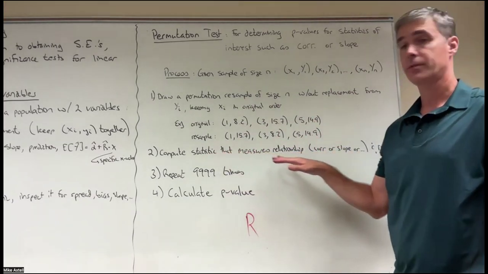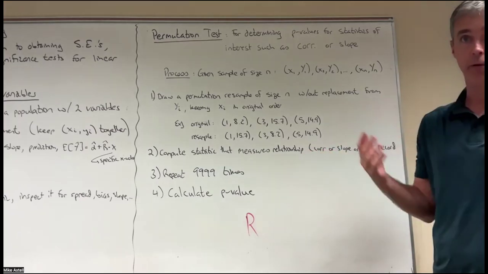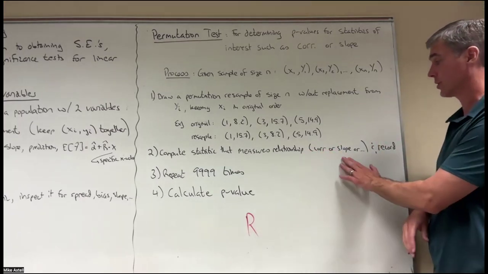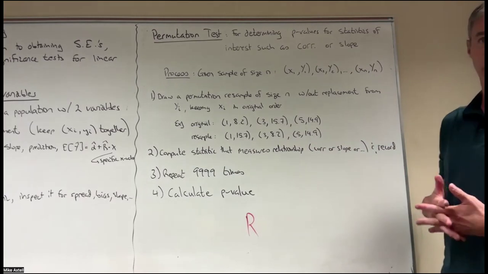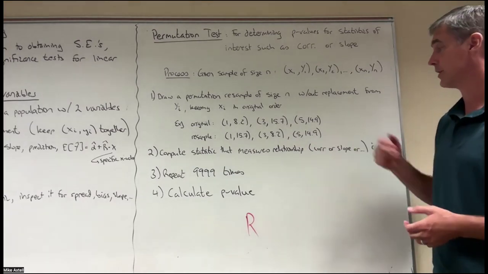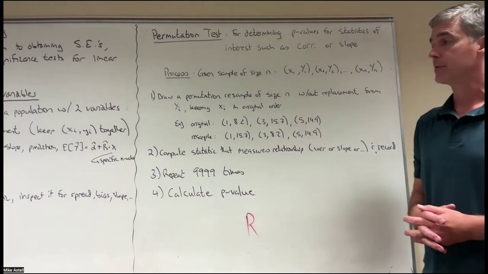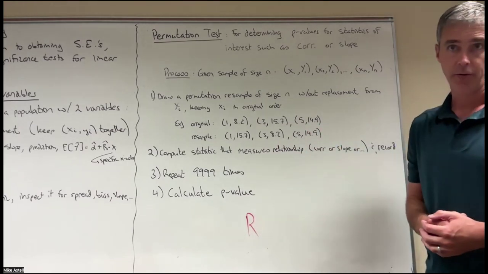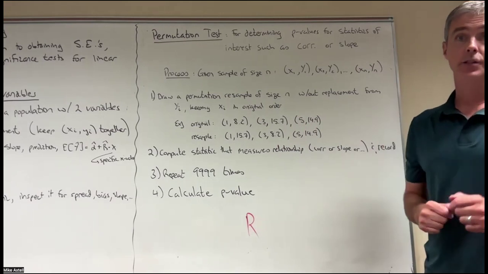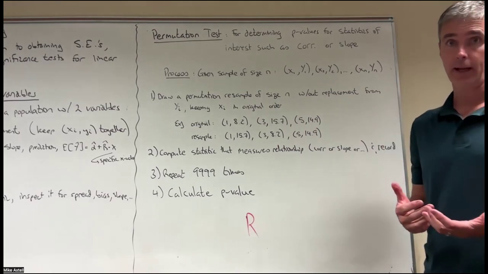So I'm going to do a resample. I'm going to compute some statistic that measures whatever the relationship is, correlation or slope, of the linear regression model that I create from this resample, and then record it. I'm going to repeat this 10,000 times, and then I can calculate a p-value, right? And again, let's go back to R and see that happening in action.